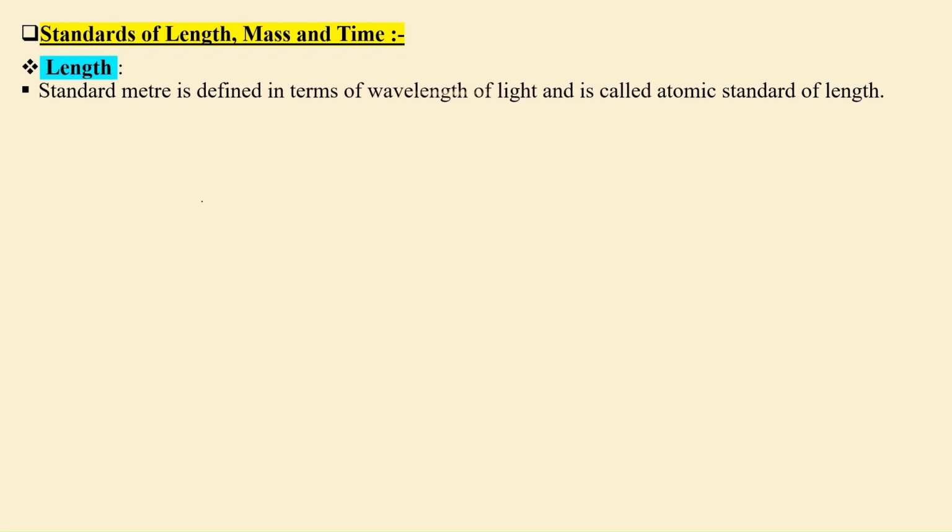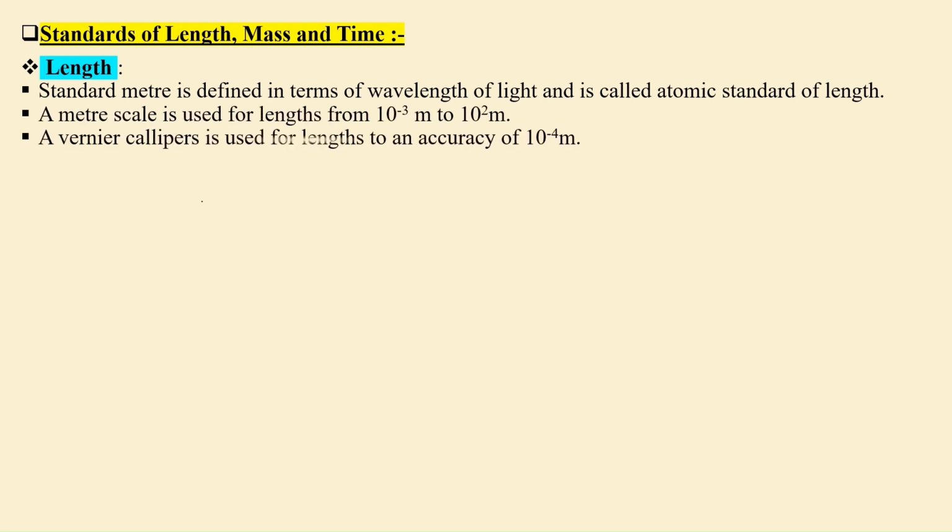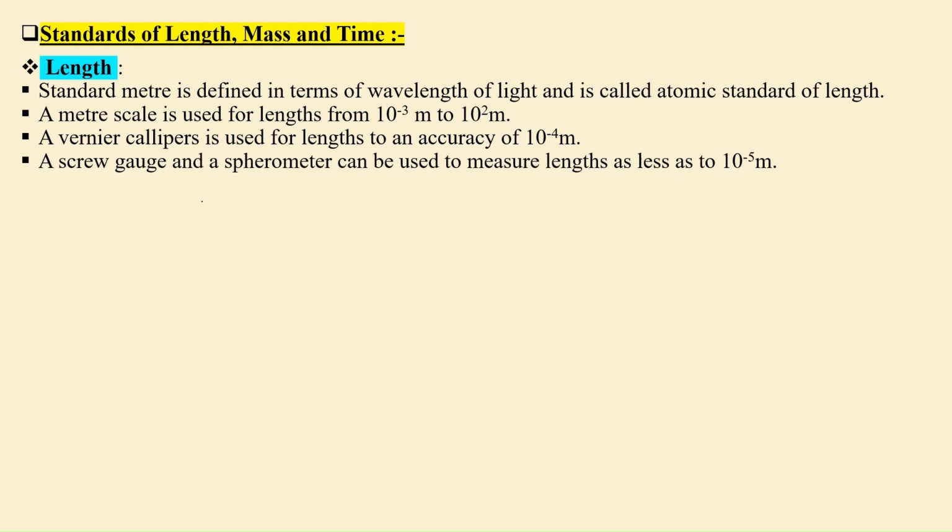Standards of length, mass and time. Length. The standard meter is defined in terms of the wavelength of light and is called the atomic standard of length. A meter scale is used for lengths from 10 to the power minus 3 meter to 10 to the power 2 meter. A vernier calipers is used for lengths to an accuracy of 10 to the power minus 4 meter. A screw gauge and a spherometer can be used to measure lengths as small as 10 to the power minus 5 meter.